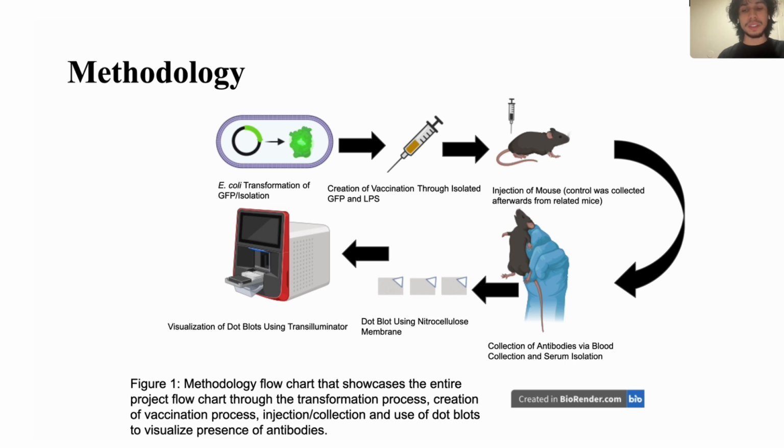And then, in order to visualize this, we would use chemiluminescence, and specifically a transilluminator, to visually see on our dot blots if our antibodies were present and if they were binding specifically to our nitrocellulose membrane, to the secondary antibody.